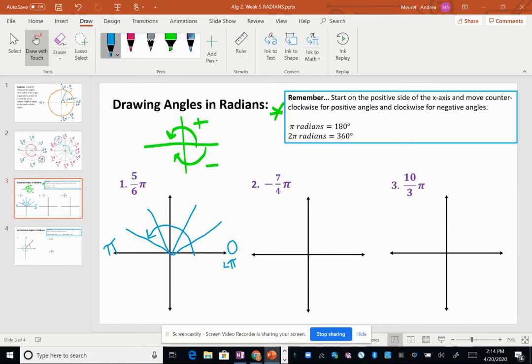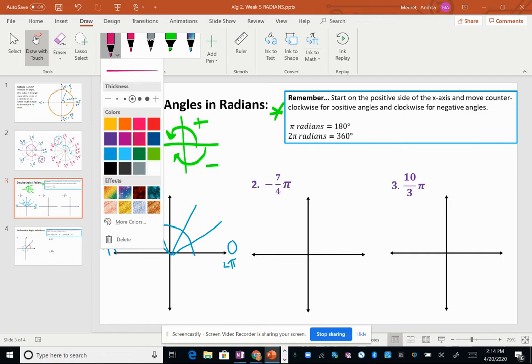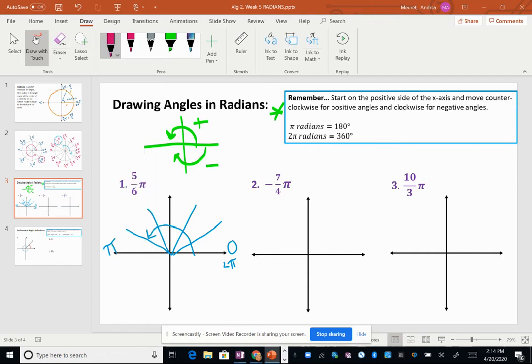The next example, -7/4 of pi in radians. So again, this is 0, this is pi, and we would still start on the positive side of the x-axis, but we're going to go negative, so the clockwise direction, 7/4 of pi. So we want to split this into fourths.